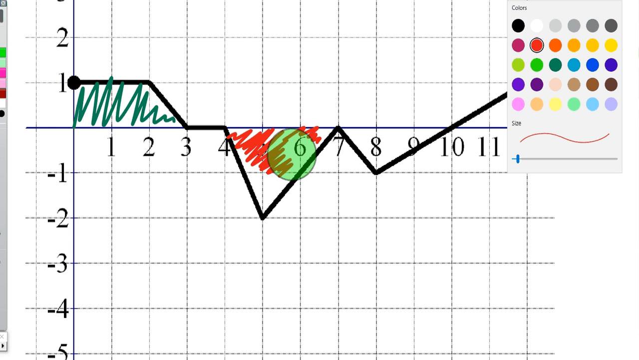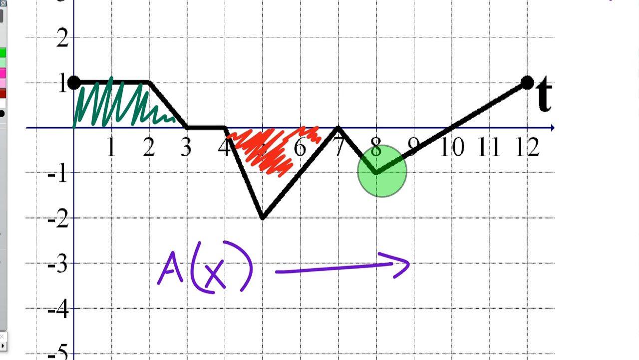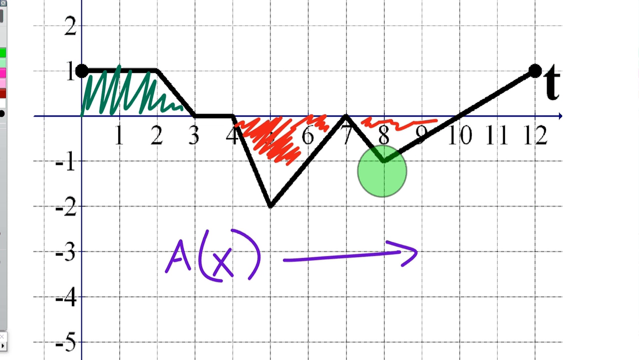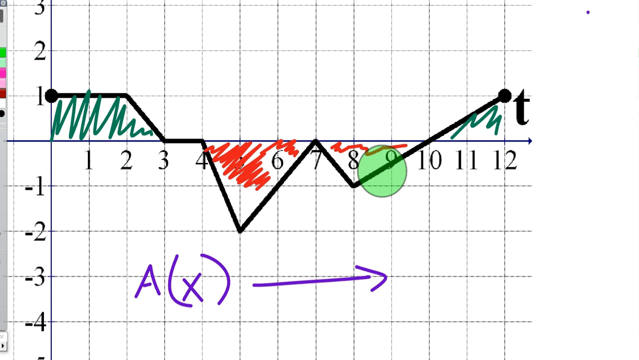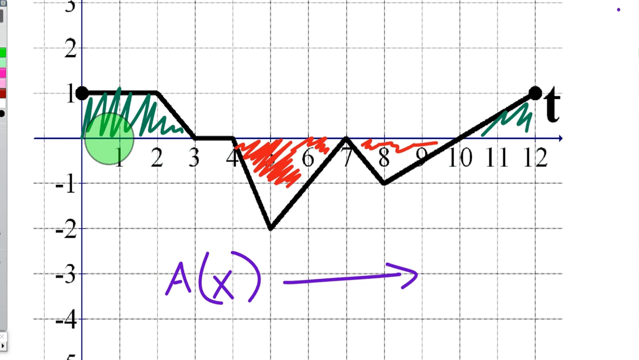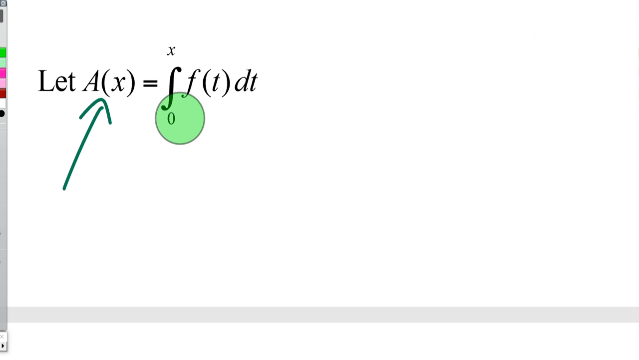So A of x, let's actually use purple for A of x. A of x changes as we go from left to right. It starts out increasing, then it decreases some more, so I'm going to use some more red here. And then the area starts to increase again right here. So you can see why A of x is a function, because it changes. The area under this graph changes as we move from t equals 0 to t equals 12. So that's what A of x is. It's a function defined as the area under this graph from 0 to x.